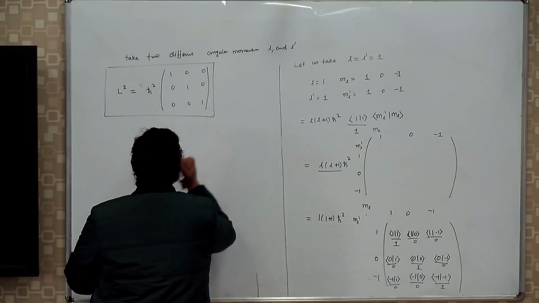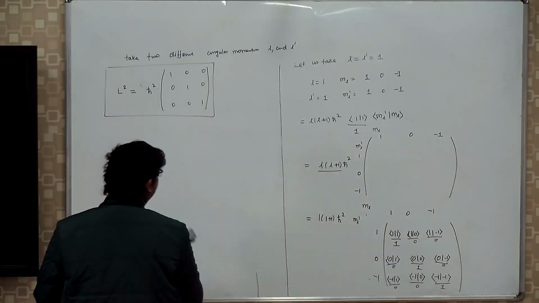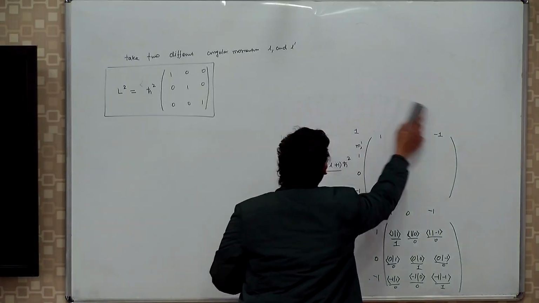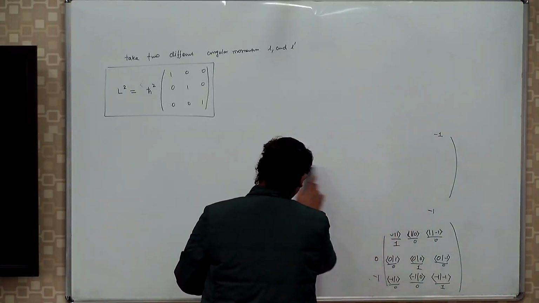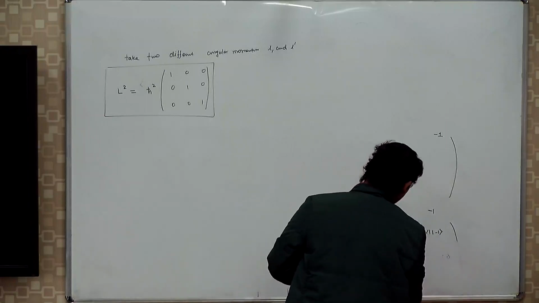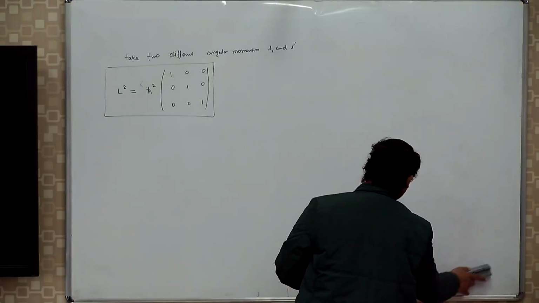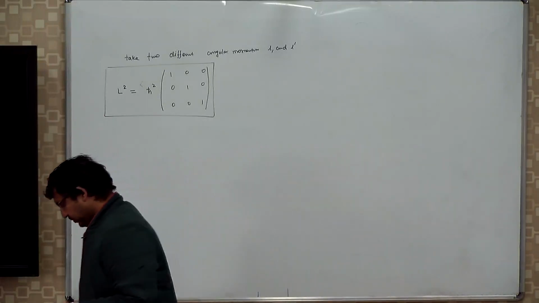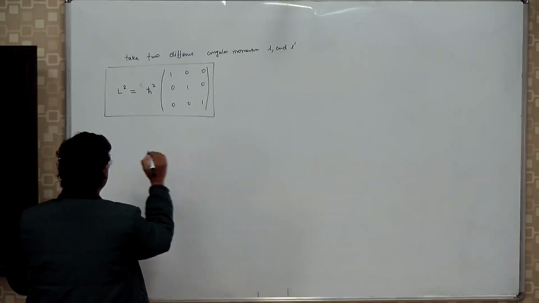Similarly, for writing the matrix representation of the other Hermitian operators Lx, Ly and Lz, consider the Lz.